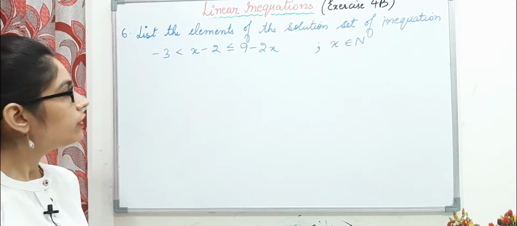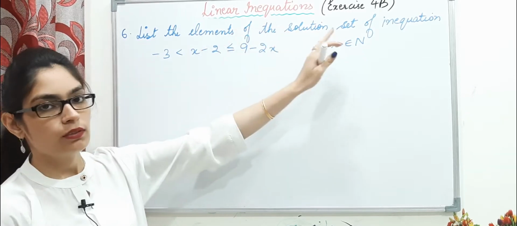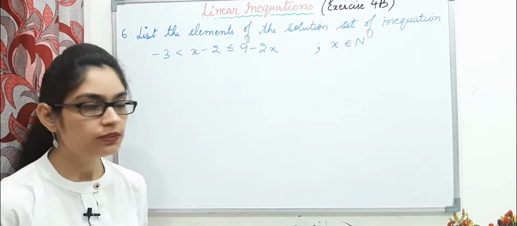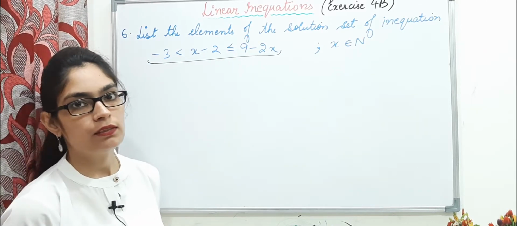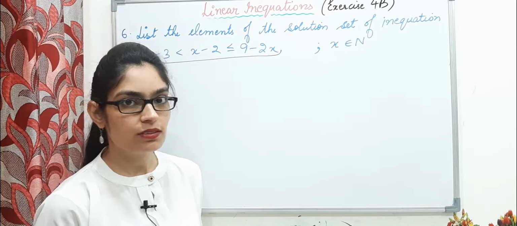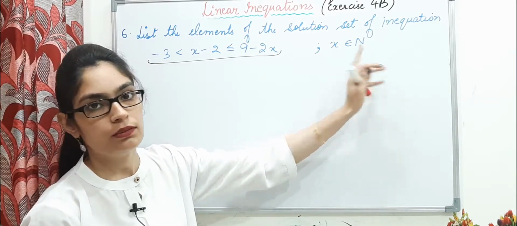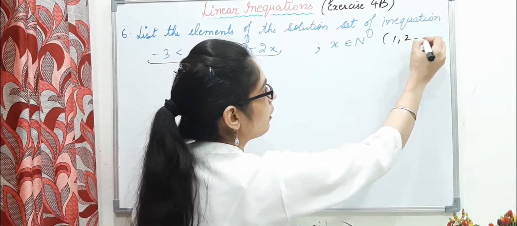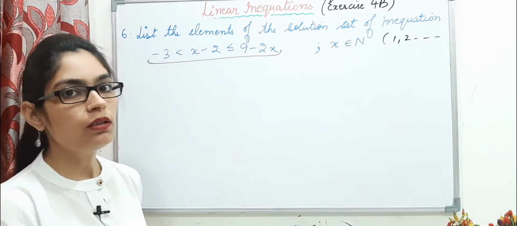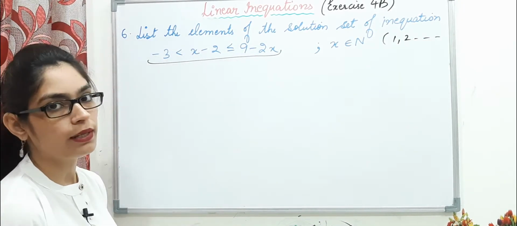In the sixth question, it's given: list the elements of the solution set. So elements of the solution set we have to write from this inequation, and the replacement set, the set from which we have to choose the solution, is of natural numbers. Natural numbers, you all know, start from 1 and go on: 1, 2, 3, all these positive numbers starting from 1.